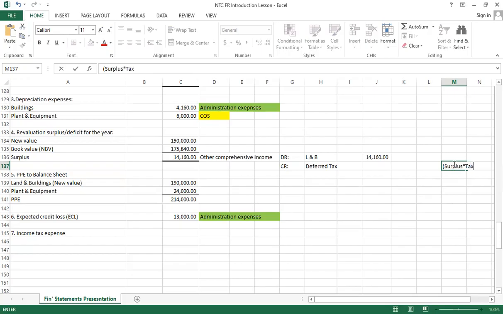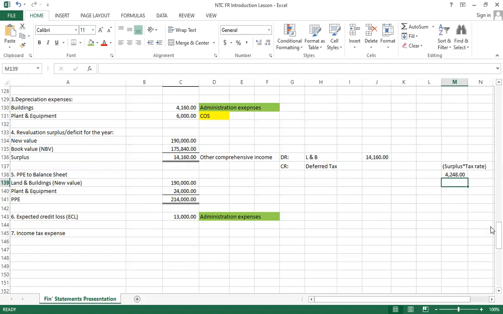Should be computed as the surplus times the tax rate, so that the surplus is 14,160. Now, the tax rate we have not been told, but assuming that it is something like 30%, then the tax on the surplus would be this 4,248.